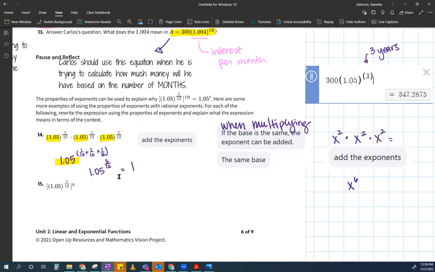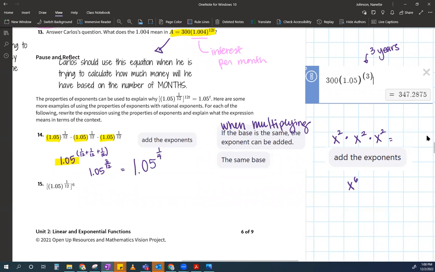So 1.05 to the 3/12. Anybody know how to simplify this fraction? 3/12. Anybody remember how to do that? Exactly, 1/4. Very good. So this is our answer. I need to make this a little bit neater. I don't like how I wrote it. Hold on. I'm going to make it obvious to you guys by making a really gigantic 1.05 to the 1/4. Is that obvious to you that 1/4 is an exponent? Yeah, I just want to make that clear. Okay, very good.